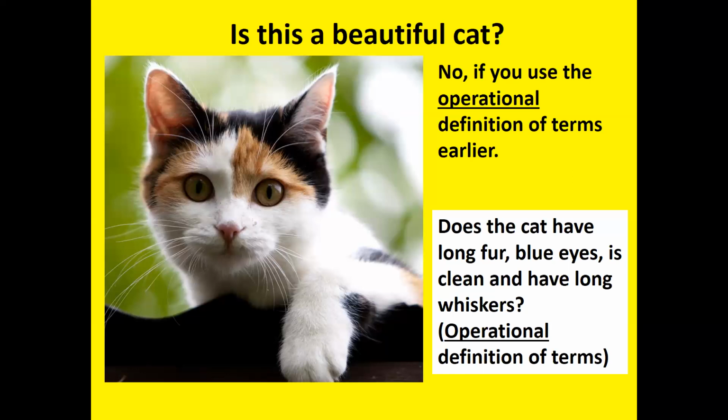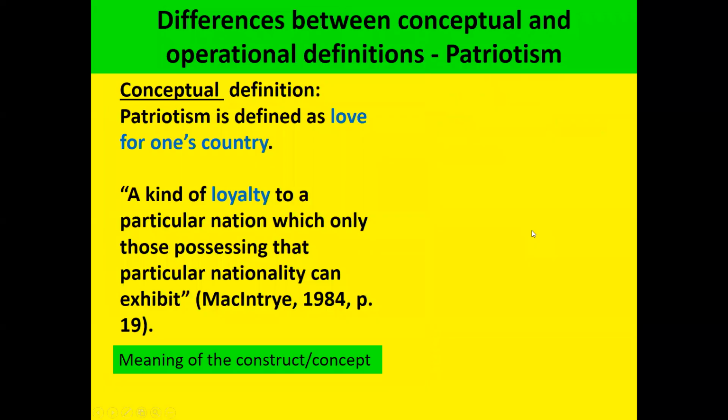So there is a difference between conceptual and operational. Conceptual is the meaning, just like this example here for patriotism. We understand it simply as love for our country. If you want it more academically, it is a kind of loyalty to a particular nation that only the citizens of that nation can have. And you can cite sources for it, but it remains a very conceptual understanding, just the meaning of the word patriotism, loyalty to the country, shown by the citizens. It goes for the meaning of the construct, patriotism.